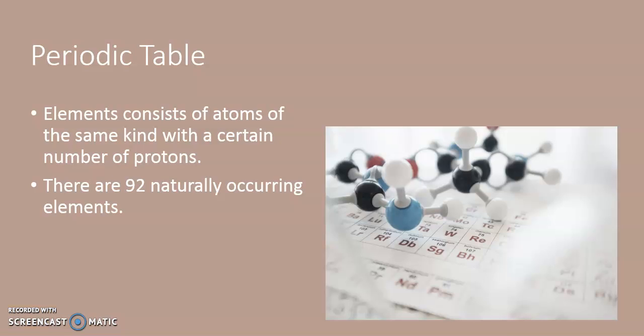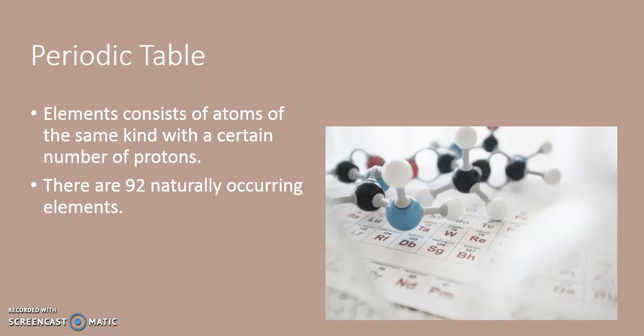What is the periodic table? Well, the periodic table is an accomplishment of science where we were able to quantify the naturally occurring elements. There are 92 naturally occurring elements. However, there are more elements which are not naturally occurring that we're able to synthetically make.